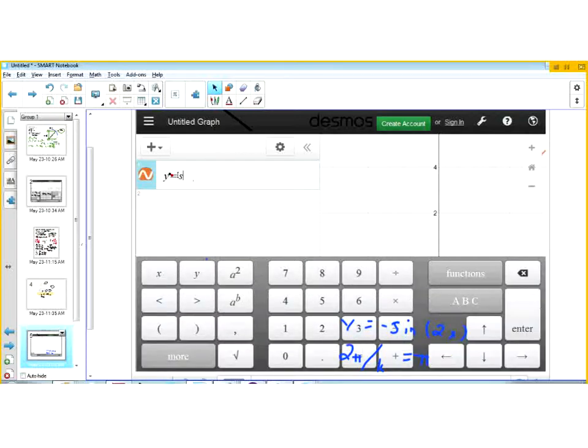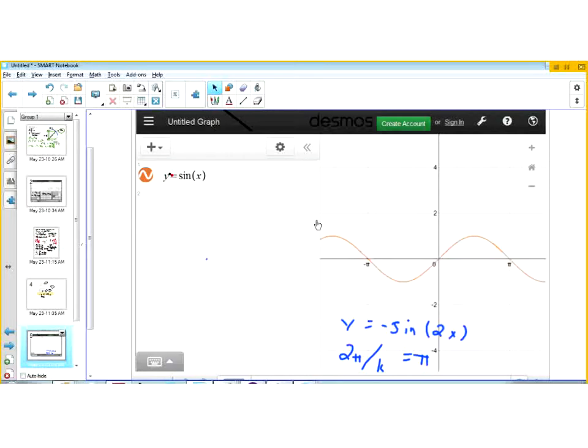So y is equal to sine x, shown in orange now. Okay, and now the first thing I would recommend would be to do what's inside of parentheses first, as is usually the case with mathematics. Do the operator inside of parentheses first. So this is y is equal to negative sine 2x. So that means what we have to do is compress the curve.